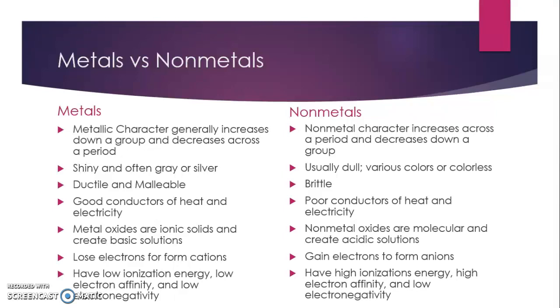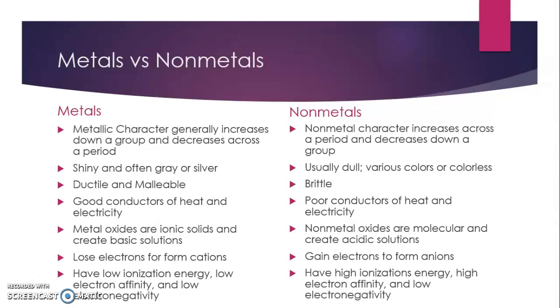You can read the rest of these ideas. They're shiny and gray. They're ductile and malleable. Ductile means you can draw them into wires. Malleable means you can pound them into sheets. They're good conductors of heat and electricity. Metal oxides, so LiO or Li2O or MgO or something like that, are typically ionic solids and create basic solutions when you dissolve them in water. Like we said, they lose electrons to form cations. And as you will see, or maybe you remember, low ionization energy, low electron affinity, that's something new, and low electronegativity.